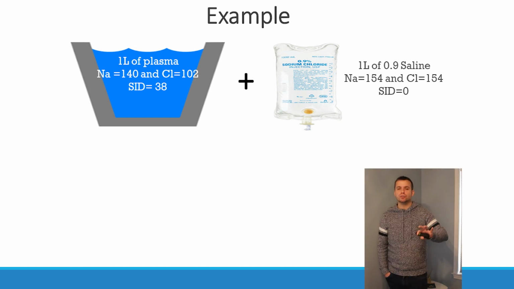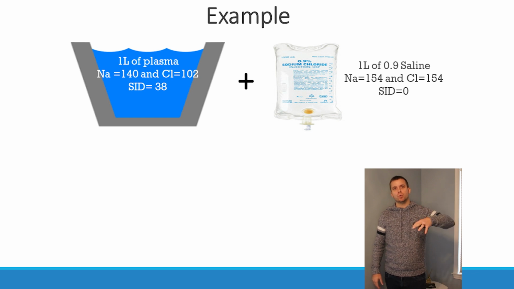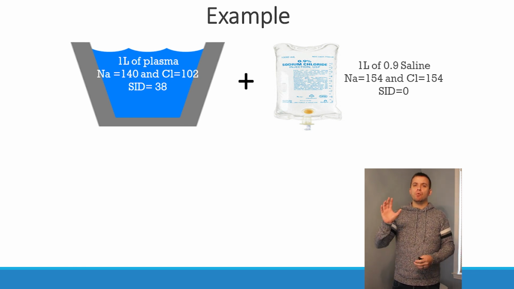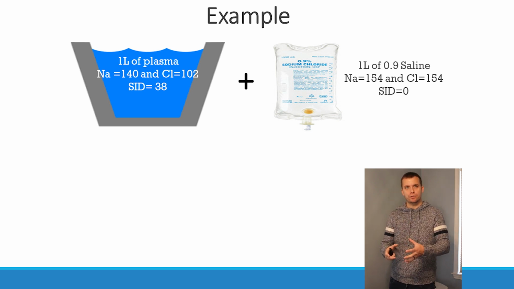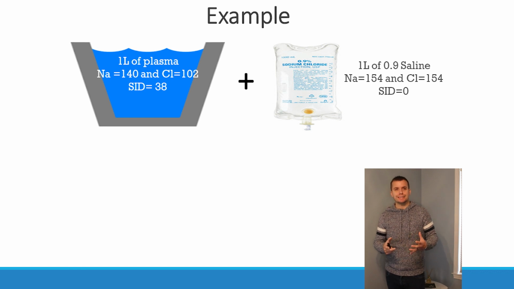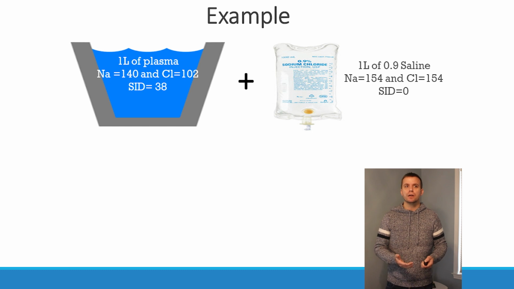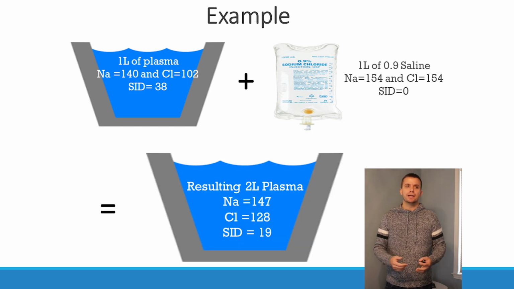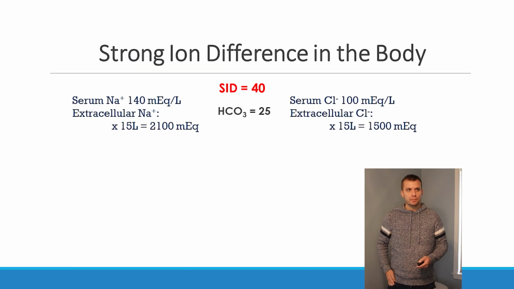So we're going to start out with just 1 liter and 1 liter. You have 1 liter of plasma, so you have 140 and 102 with a SID of 38, and you have 1 liter of normal saline. So you have sodium of 154 and chloride of 154, which has a SID of 0. So it's extremely, extremely acidotic. And if you mix these together, they're going to be 1 liter and 1 liter. You're going to end up with a SID of 19. So that's a really significant non-anion gap metabolic acidosis because you're diluting down that difference from 38 to 19.